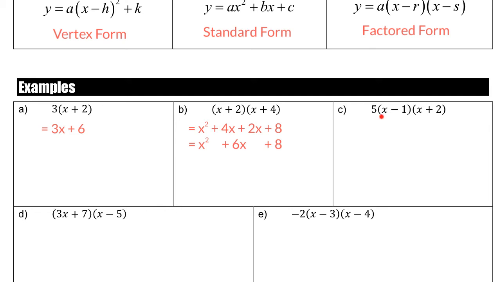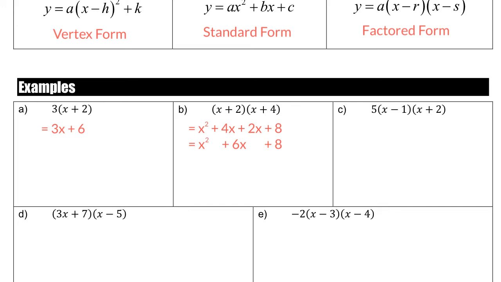This next example is very similar to this one, except we have a coefficient in front. So I have brackets times brackets. I'll get an answer like I did over here, but then I have to multiply all of that by 5.